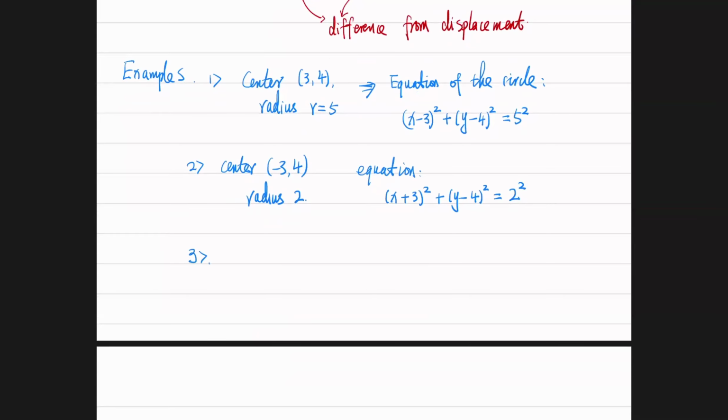Okay, so given the center and the radius, we can find the equation of the circle. So here we have plus because it's minus -3. So be very careful. Plus is minus -3, which is just 3.